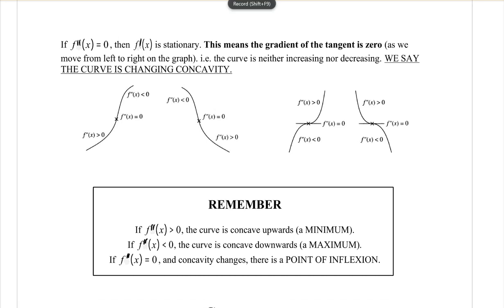Okay, on the next page, if the second derivative is equal to 0 and the first derivative is also going to be equal to 0, meaning stationary, this means the gradient of the tangent is 0 as we move from left to right on the graph. The curve is neither increasing nor decreasing because it's going to be a point, and we say that the curve is changing concavity. It is where it is changing from a concave up part of the curve to a concave down, or a concave down to a concave up. It's this point in between that we're finding where the second derivative is equal to 0.